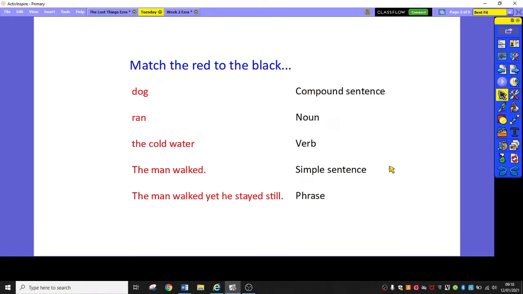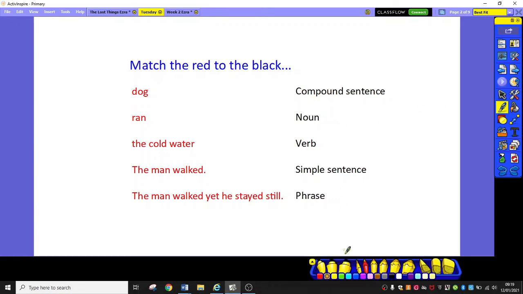So on the screen I have some word classes, some things to do with grammar, and on the right hand side in black they're labels. So I'd just like you to pause now and see if you can match them up with their correct label. Okay, so hopefully you've managed to do that by now, and we will have a little look at them together.